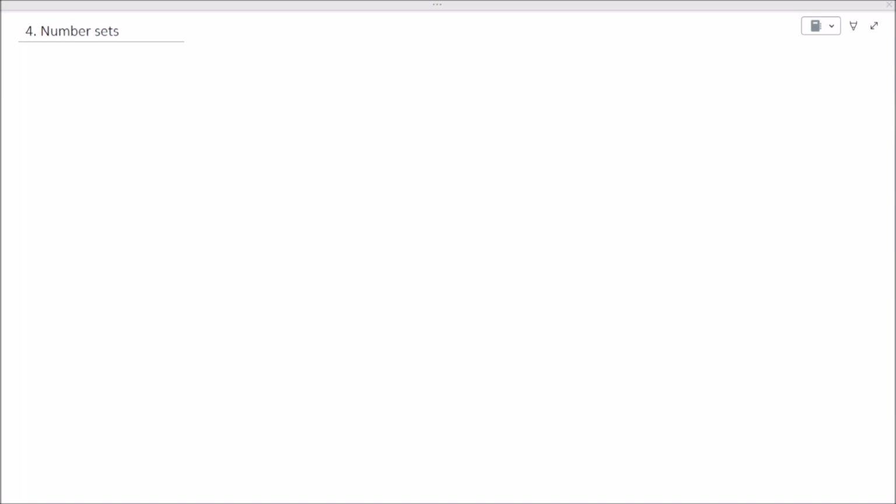Welcome to lecture 4 on number sets. The first number set we will consider is the set of natural numbers N: 0, 1, 2. These are the naturals. We are not giving any definition of naturals, but we will just rely on the intuition of the numbers that we use for counting objects.